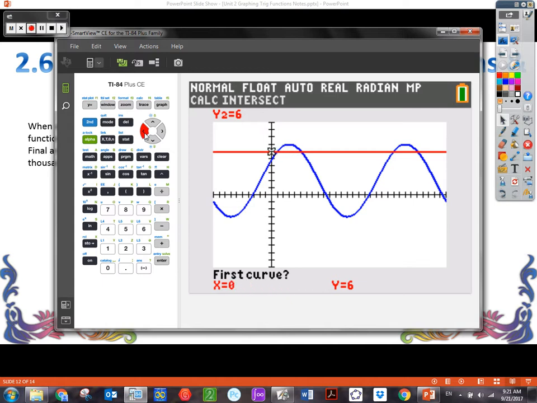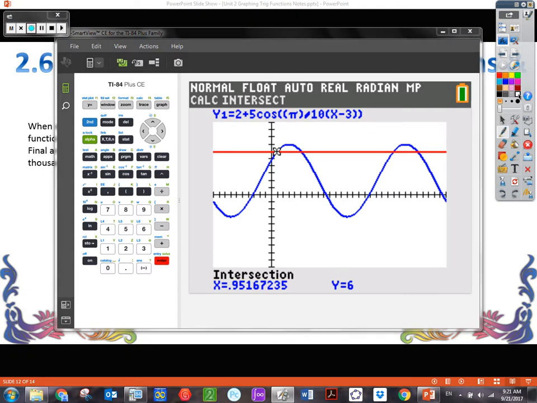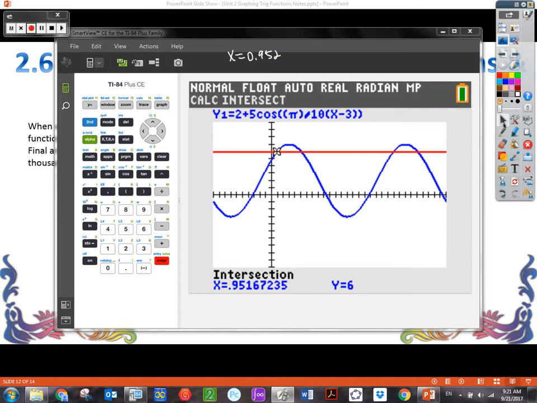Okay, and then we'll go enter, enter, and enter. We'll let the calculator do its thing. The calculator is telling us our first intersection is 0.9516. I'm going to write this up here: x equals 0.95. We'll round to 0.952. Okay, so that's one intersection. Let's get our second one.